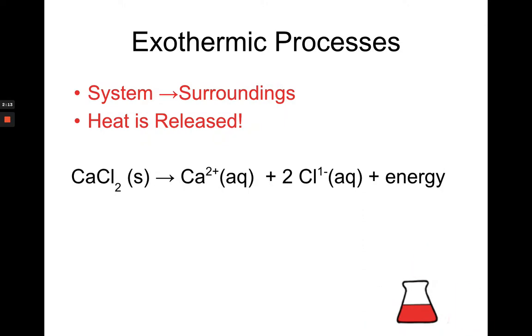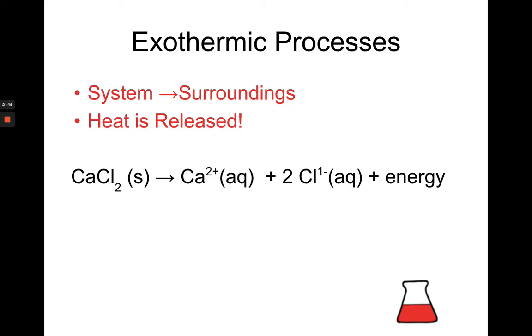So let's start by talking about things that are exothermic. And I want you to look at the word exothermic and think of the word exit. Exit means that something leaves. If you go to the exit, you are leaving the room. And thermic just means heat. So if you think of the system as being the room, then an exothermic process means that energy is moving from the system into the surroundings. And in this case, that means heat is released.